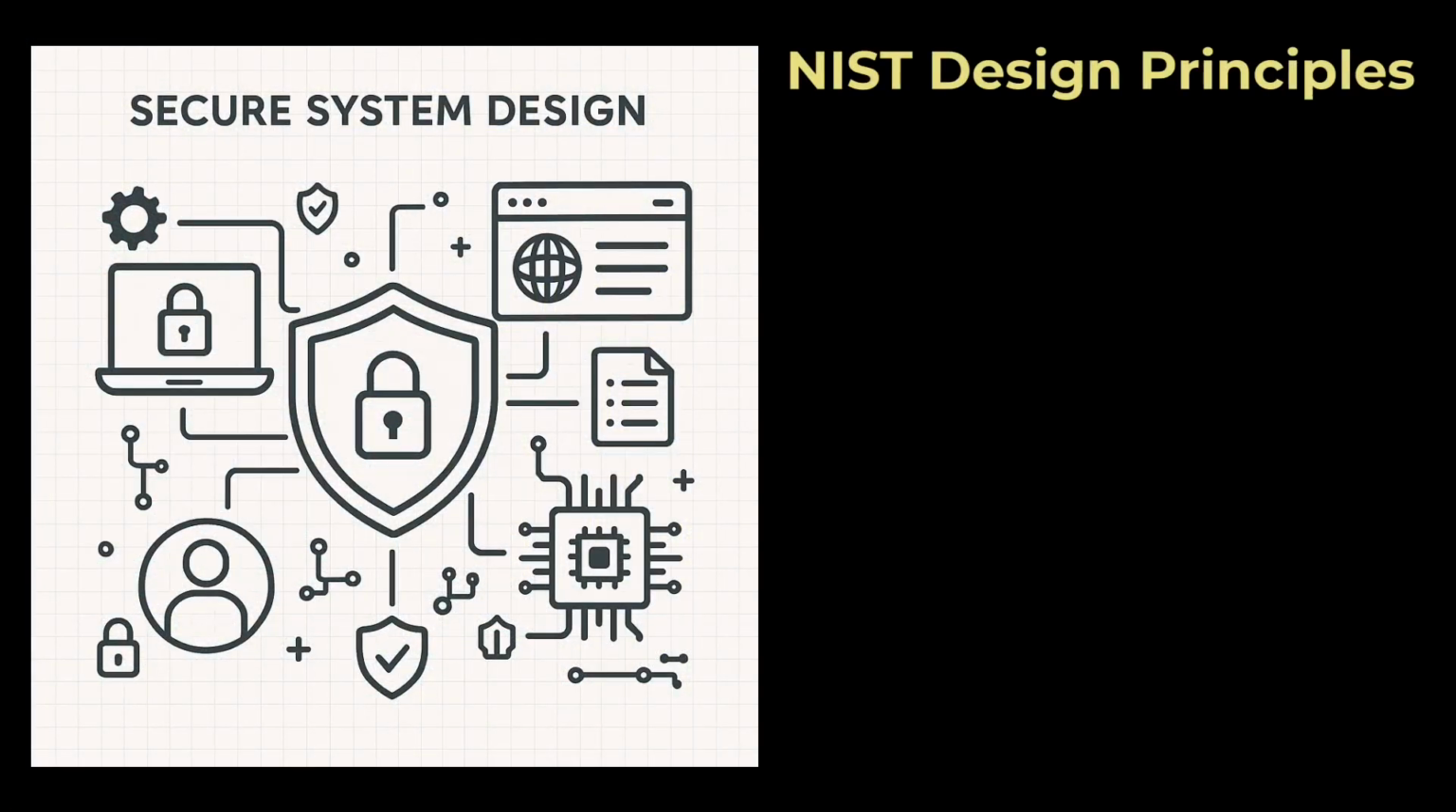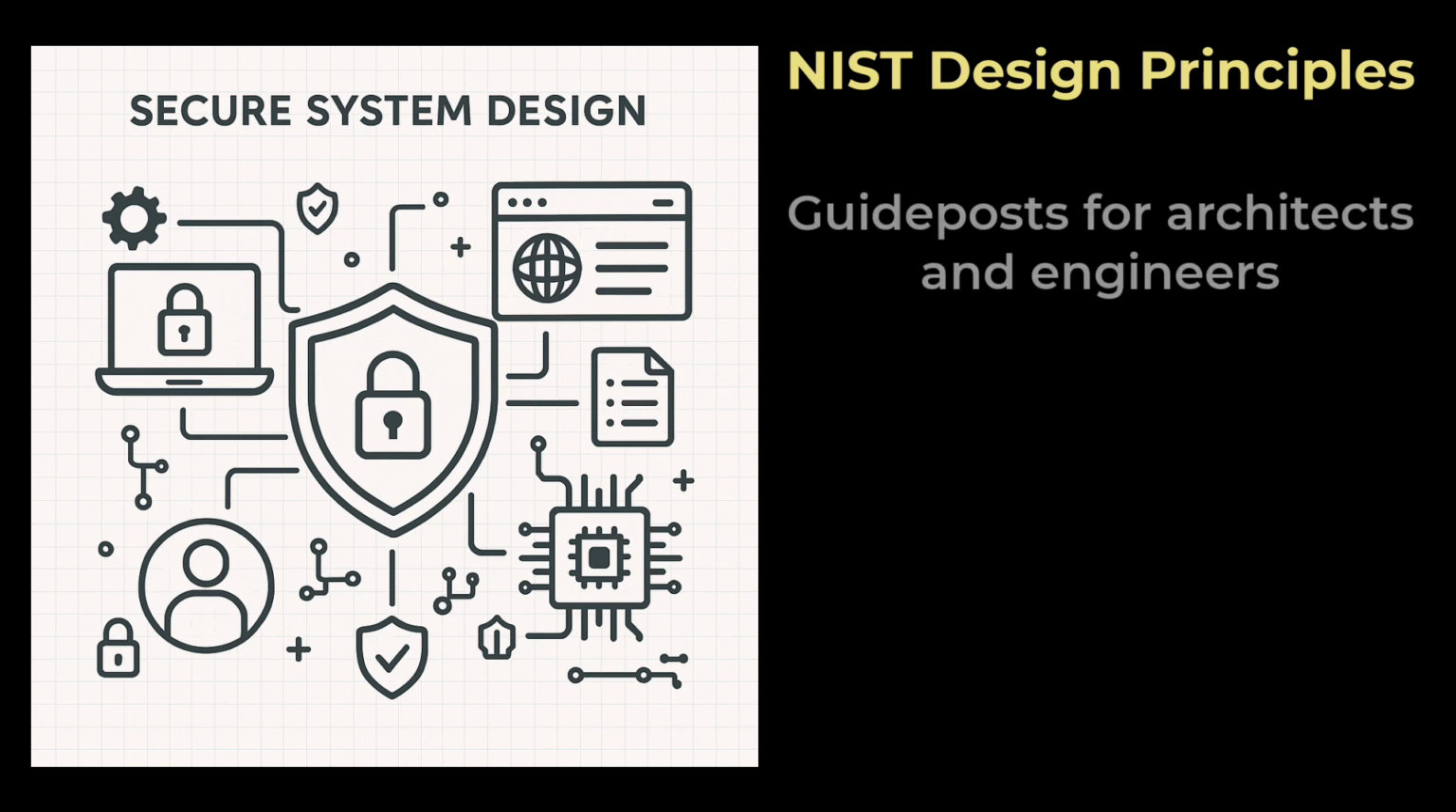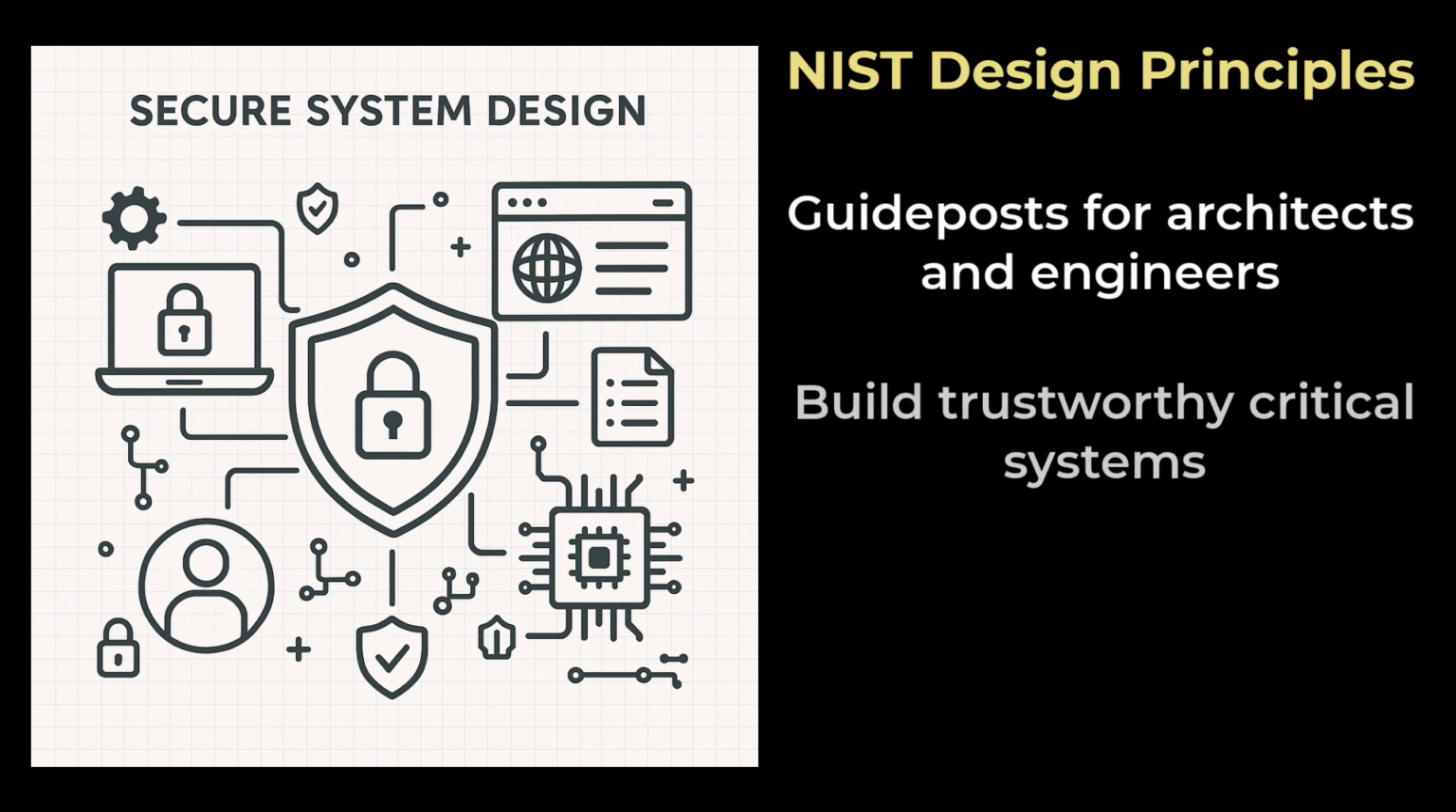Today, we'll explore NIST's 30 design principles for trustworthy, secure systems. These principles serve as guideposts for architects and engineers to mitigate vulnerabilities and manage risks. Our narrative will tie these principles into a cohesive story, illustrating how each contributes to building systems that stakeholders can trust with their critical missions.